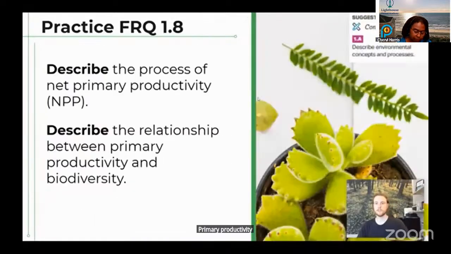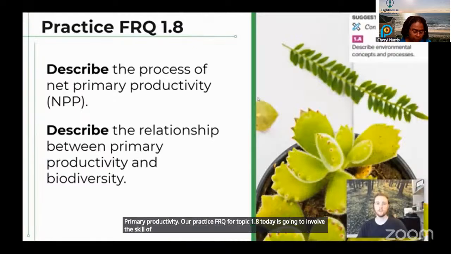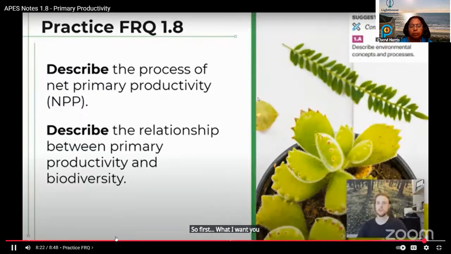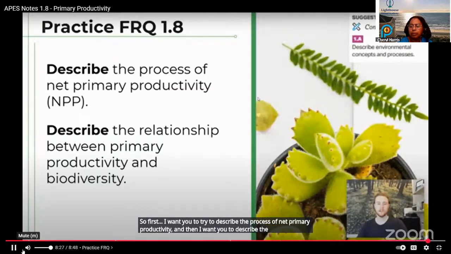Our practice FRQ for topic 1.8 today is going to involve the skill of describing an environmental concept or process. So first, I want you to try to describe the process of net primary productivity, and then I want you to describe the relationship between primary productivity and biodiversity.